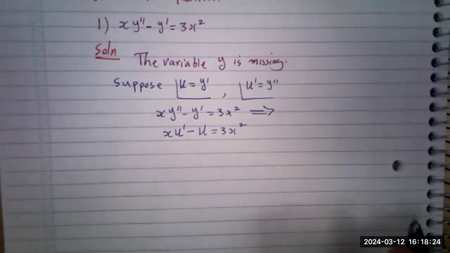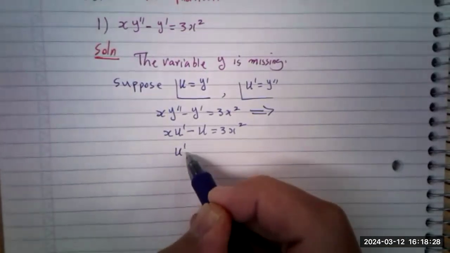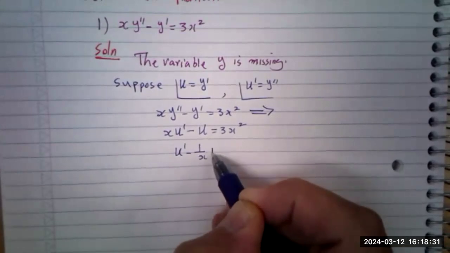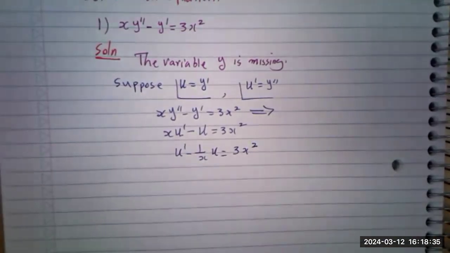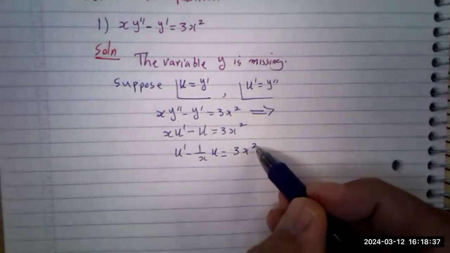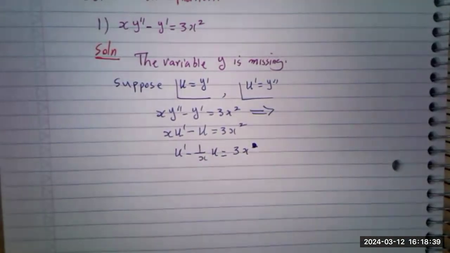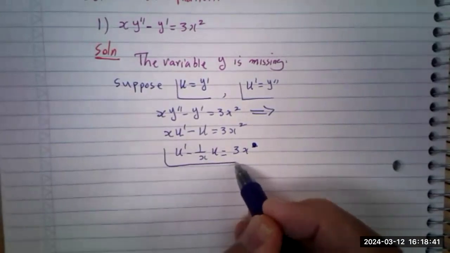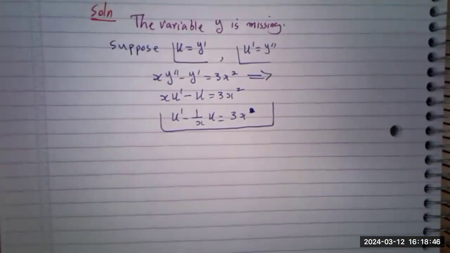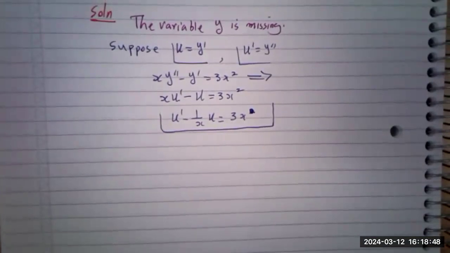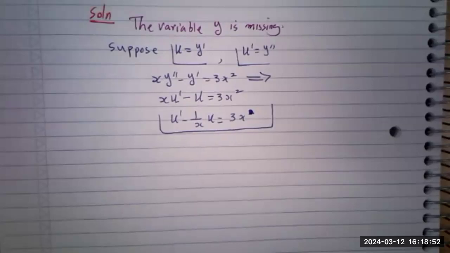If you divide both sides by x, you will see what type of equation you have, okay? So u prime minus 1 over x u equals 3x, dividing by x. Okay, what type of equation is this one? Linear. It's going to be a linear equation with respect to u and x.